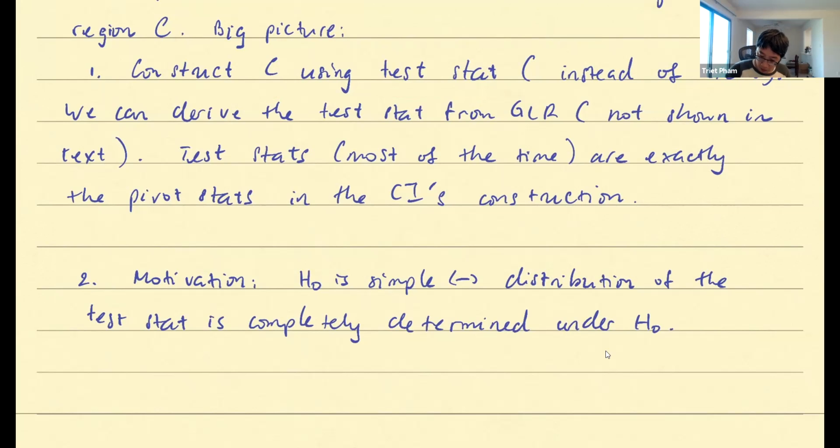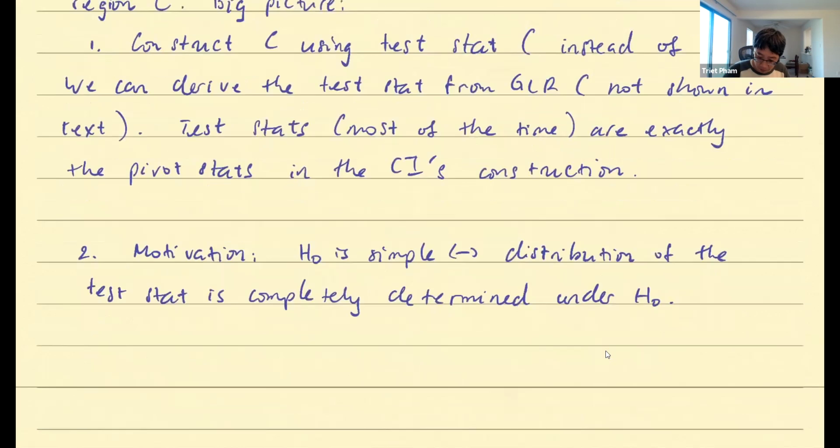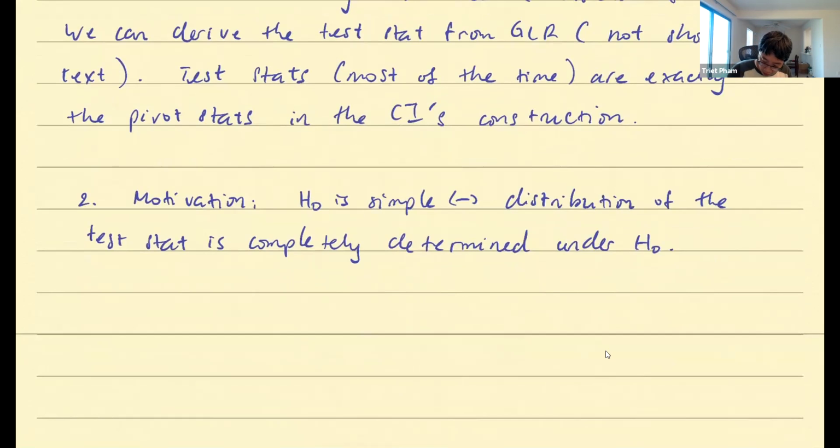Okay, but basically what I'm saying is this. For example, let's look at an example right now. The prime example we use is x1 up to xn, IID normal mu sigma squared, both unknown.